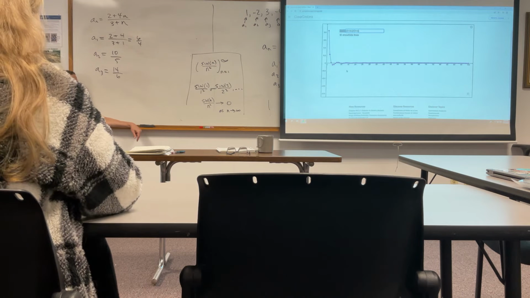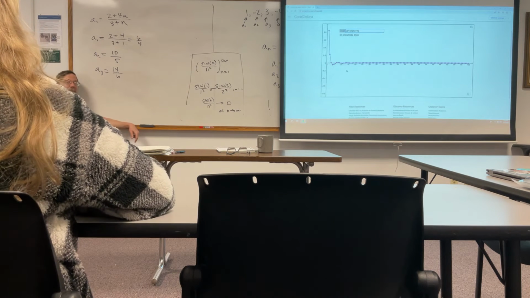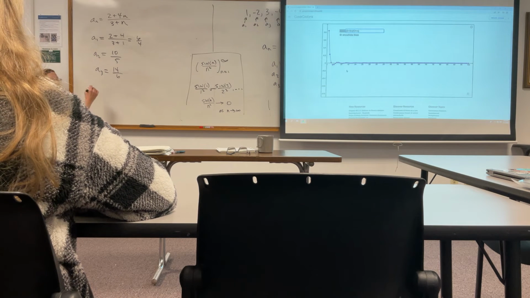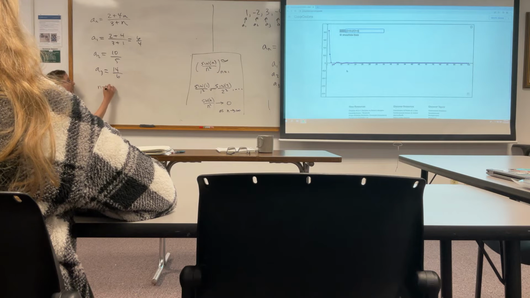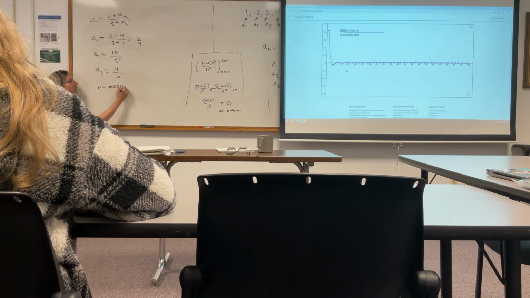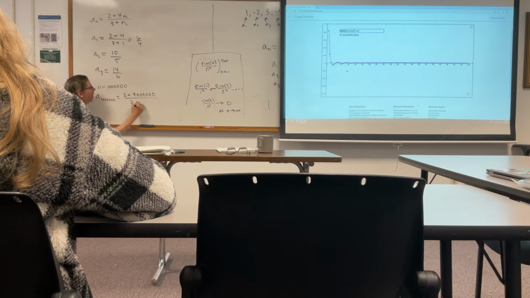That is not true. That's okay, that's a good guess. What happens when n is really big? So let's say n is a million. So what does a sub a million look like? It's going to be 2 plus 4 million over 3 plus 1 million.